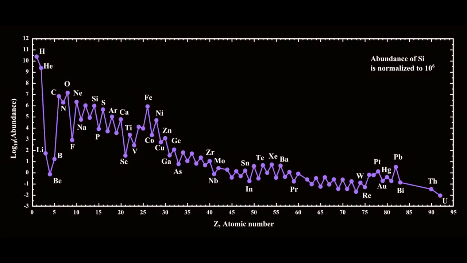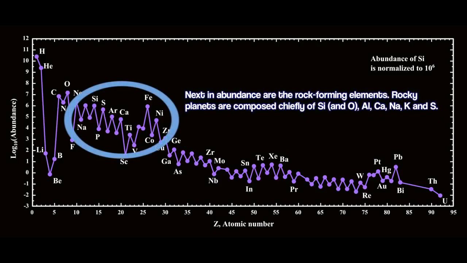Next in abundance after carbon, nitrogen, and oxygen, the life-forming elements, if you want to call them that, the light volatile, icy, ice-forming elements, next after those are the rock-forming elements. Silicon combining with oxygen, aluminum, calcium, sodium, potassium, sulfur. These are where we get most of our rock-forming material. Silicate rock makes up the mantle and the crust of our planet. And most meteorites are stony, meaning they're made of rock. These are very abundant elements, and the terrestrial planets are primarily made of them.